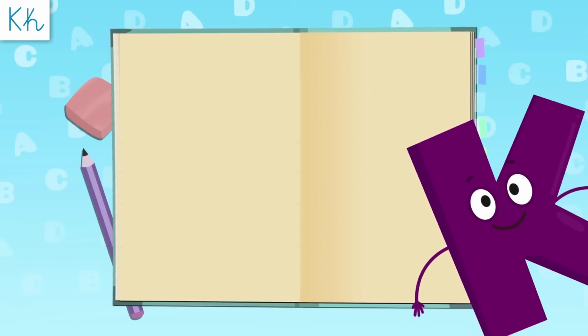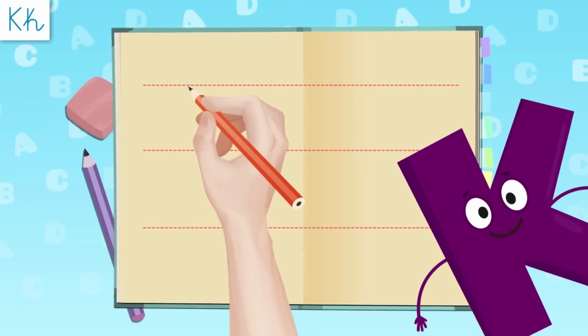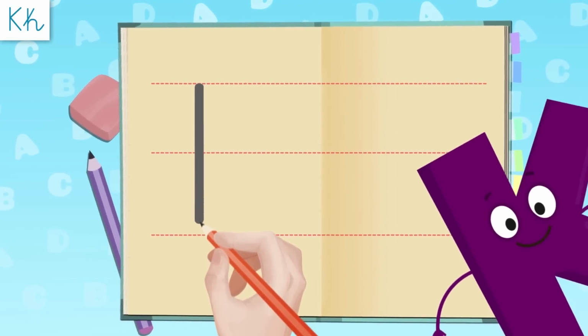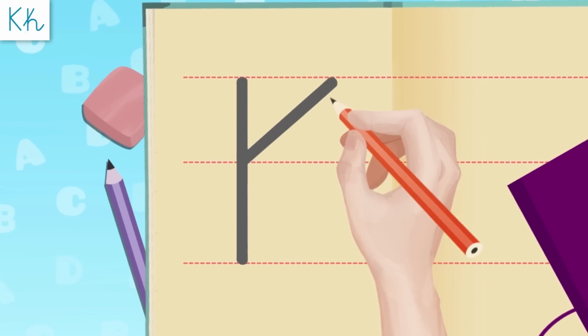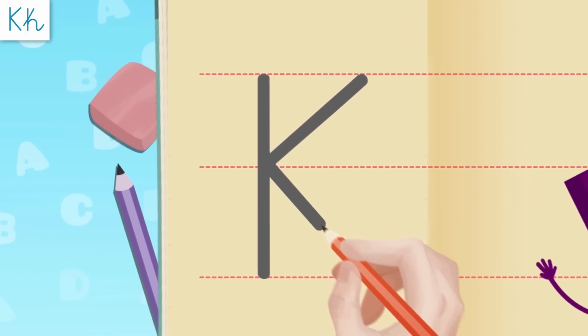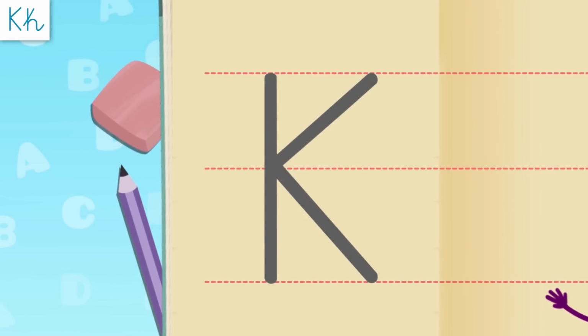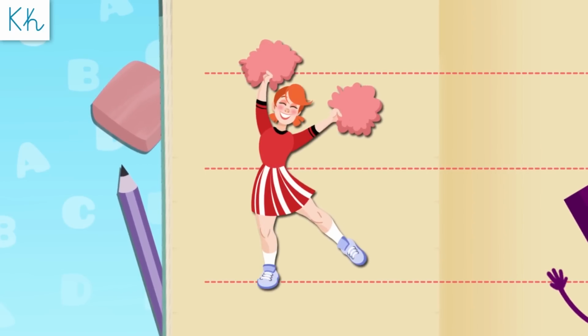Let me show you how to write me. Let's start with the capital letter. We start up here and draw a straight line downwards. Now right in the middle, we draw a line up this way and another one down that way. Yay! Keep it up! I look like a cheerleader!